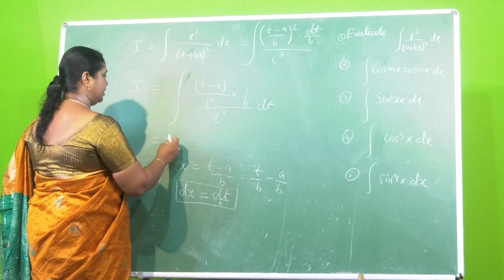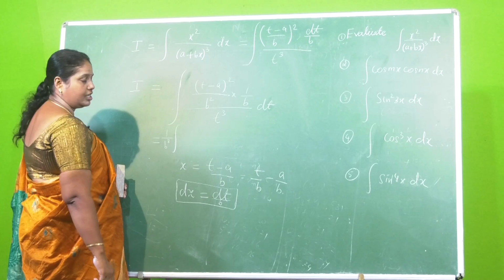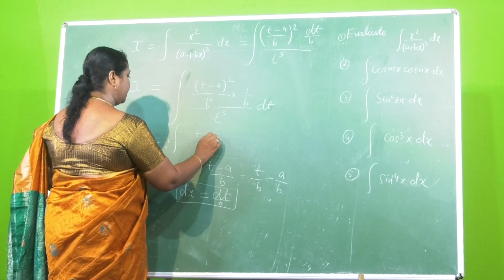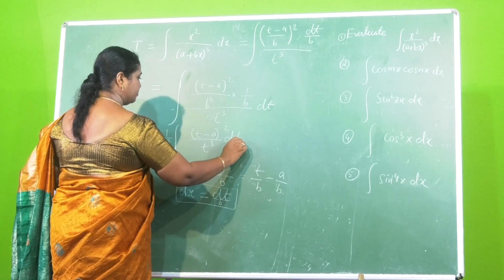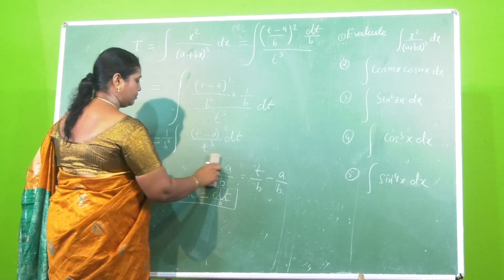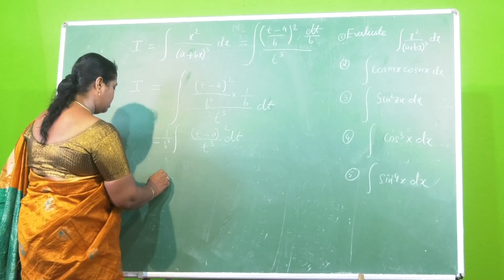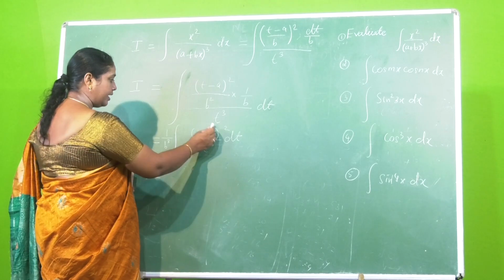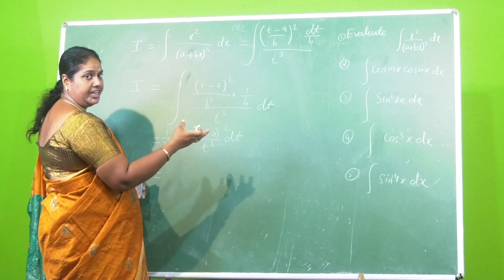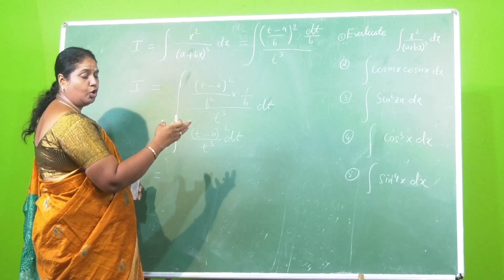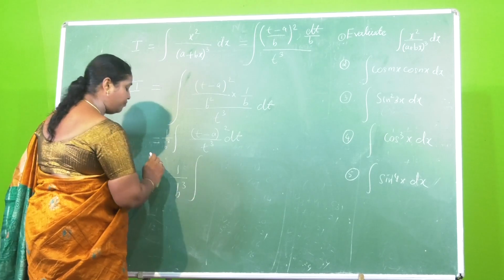So this is equal to the integral, with b square into b, that is b cube. So we can take the constant outside. What is the variable? The numerator is (t minus a) whole square divided by t cube into dt. Now we have to check again whether this is of the form integral x power n dx or integral (ax plus b) the whole power n dx. Still we have to simplify this, so we are doing one more step.